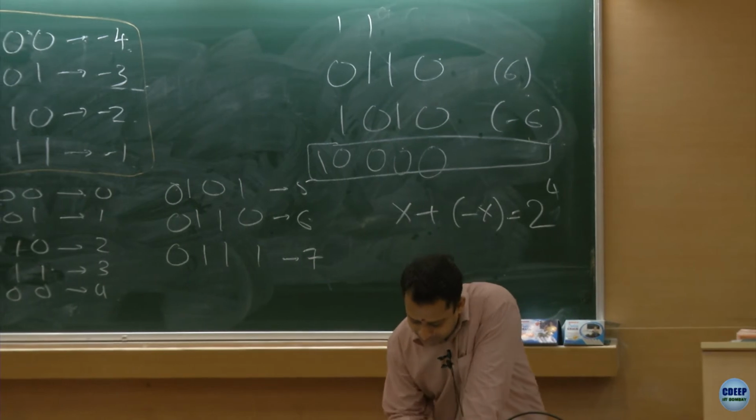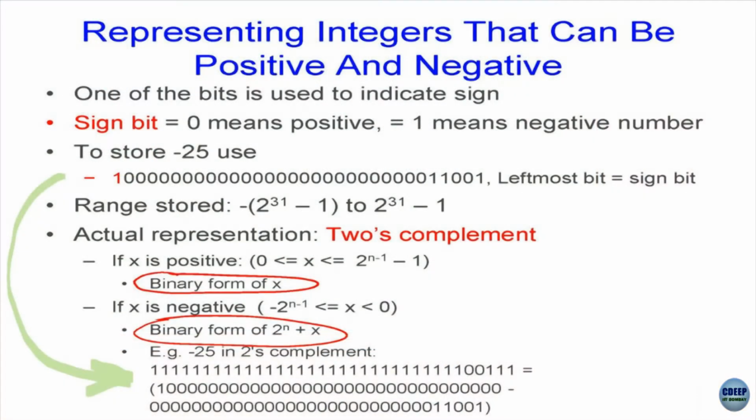Okay, so the spirit is here. If x is positive, the binary form of x is the x, no difference. If x is negative, the binary form is 2 raised to n plus x. So minus 25 we have now shown in 2's complement. Someone was saying, well, this previous representation is not 2's complement. The previous representation is the old one. Now we have moved to the new one.